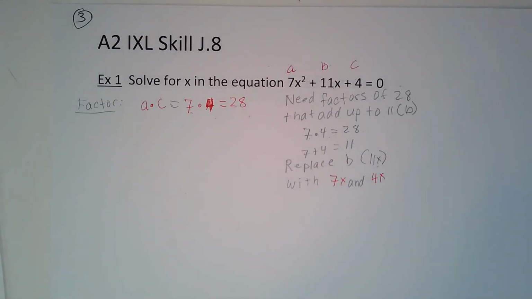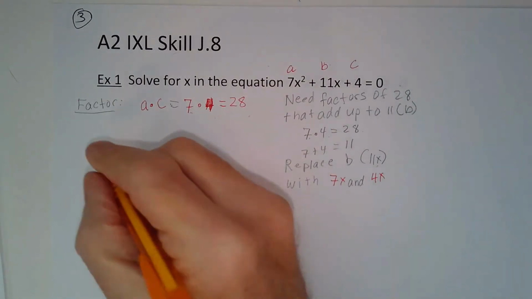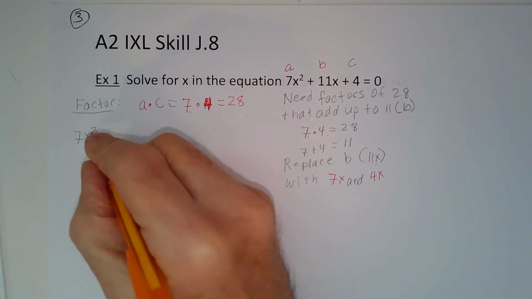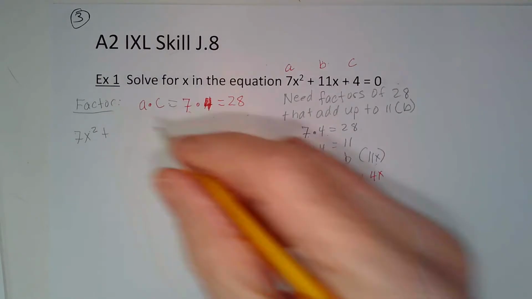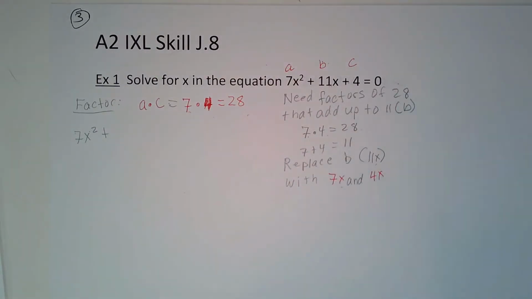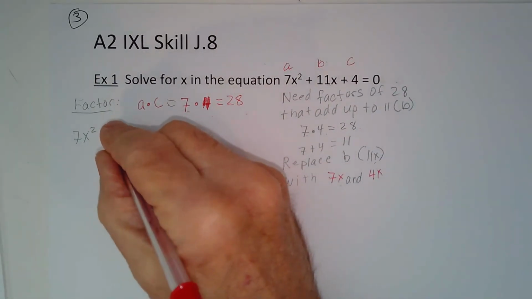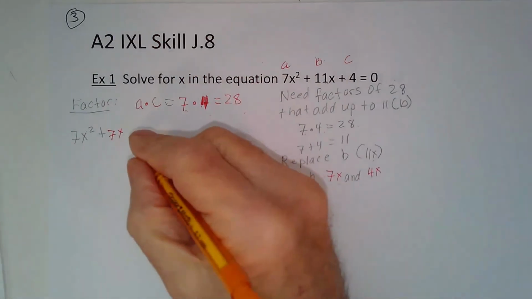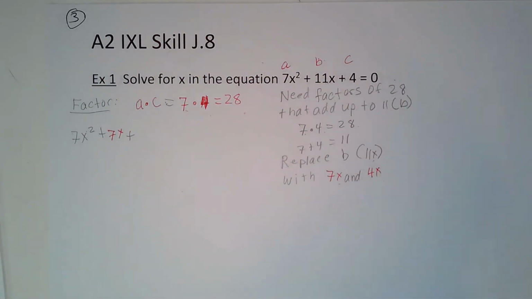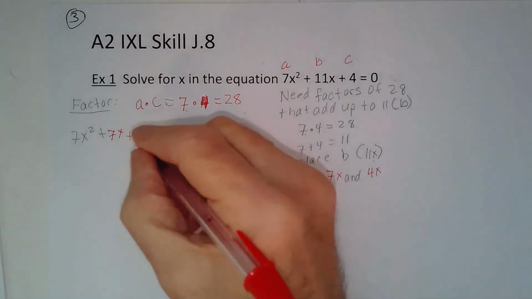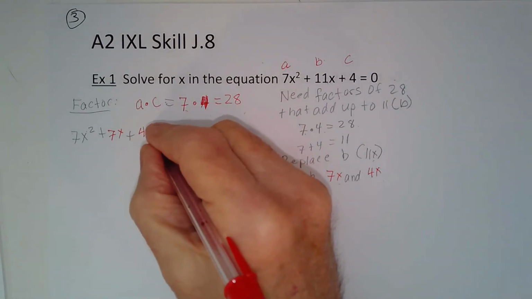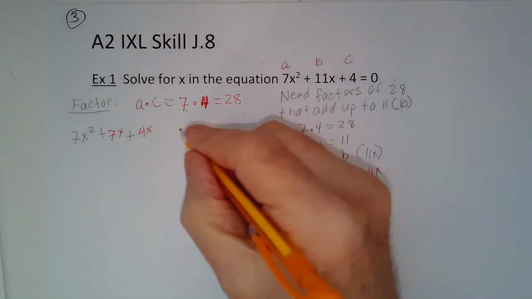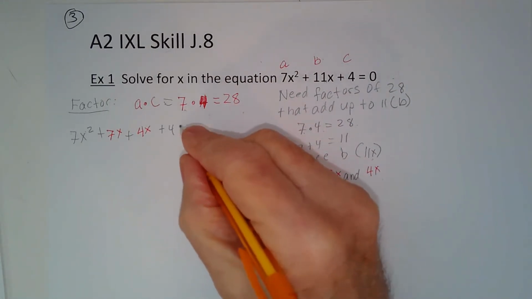So let's write it out the way it would look. We'll start out here with 7x squared plus, and then we're going to take the 7x over here. And then we're going to add the 4x to it. Plus 4. And that all equals 0.